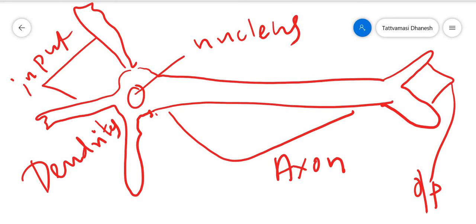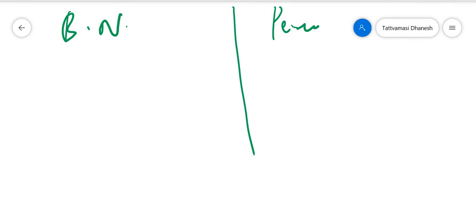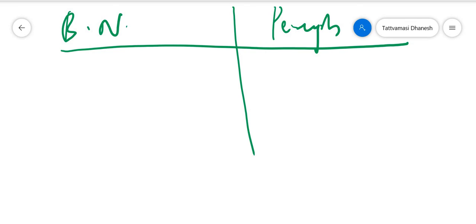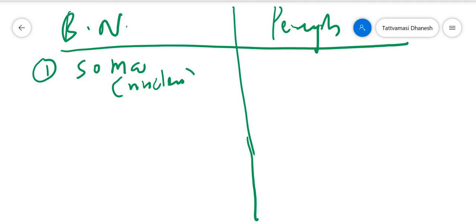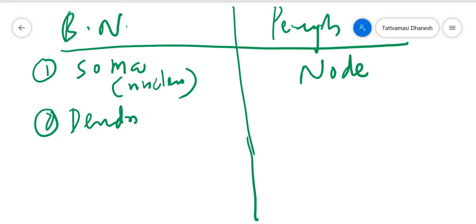In the same way, if you compare your biological neuron and a perceptron, this is the biological neuron. Here I am taking the perceptron. Then the comparison will be: you have the cell nucleus in the biological neuron, which we call the soma. The corresponding thing in the perceptron is the node. I told you, the circles represent the nodes. You have the dendrites here, and here you have the input for that.